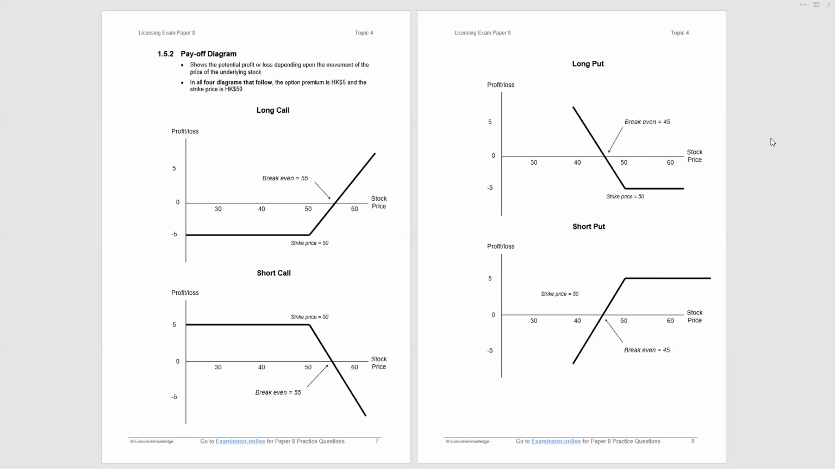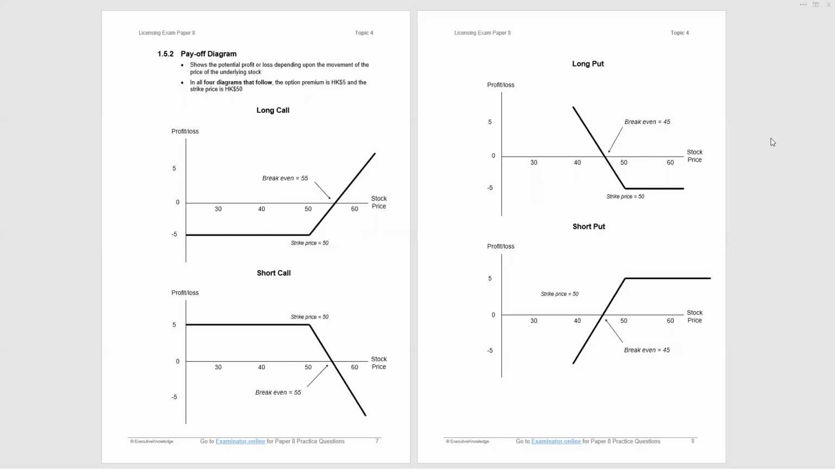Now, for the long call, the person who's bought the call will be in the money if the price is beyond the strike price. If the stock price is less than the strike price, to the left, then the call will be out of the money. And if the price is bang on the strike price, 50, then it is known as at the money. And that is the relationship for call and for put options.